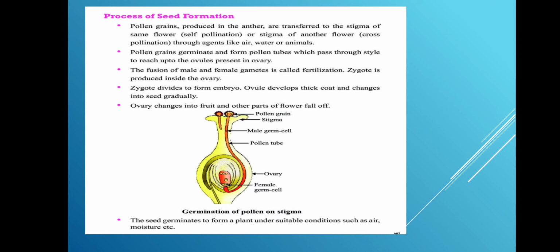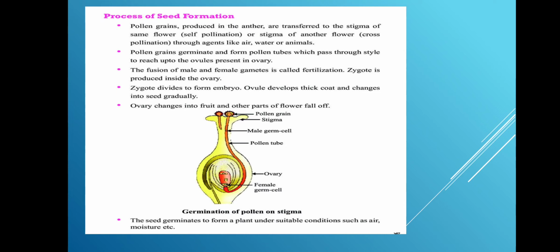So now in bullet points, the process of seed formation, if they ask you for 2 marks or 3 marks. If you draw the diagram, it's very positive, so you gain more marks. Pollen grains produced in the anther are transferred to the stigma of the same flower. Then it is called what? Self-pollination. Or to the stigma of another flower, then it is called cross-pollination, through agents like, who are the agents over here? Air, water, animals, insects and all these.